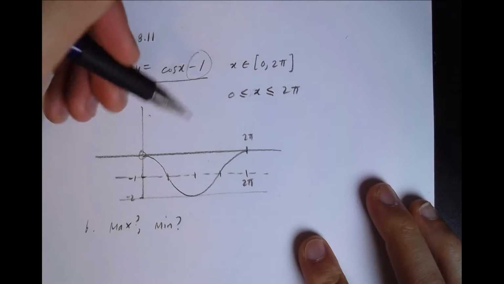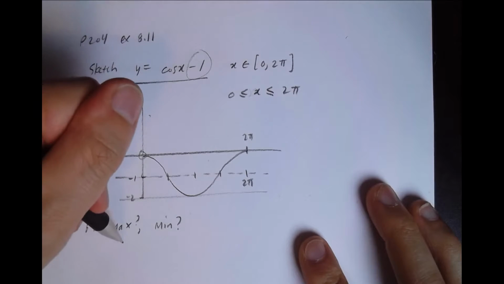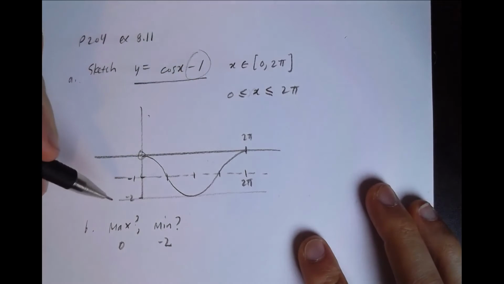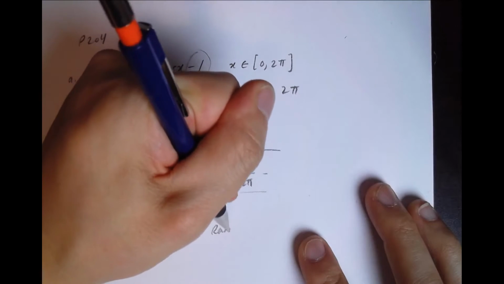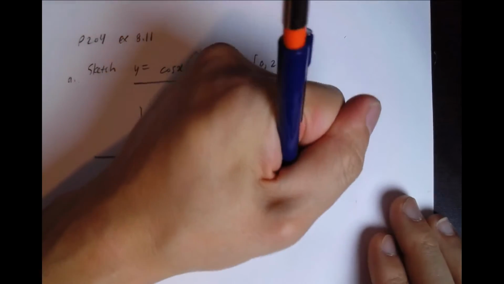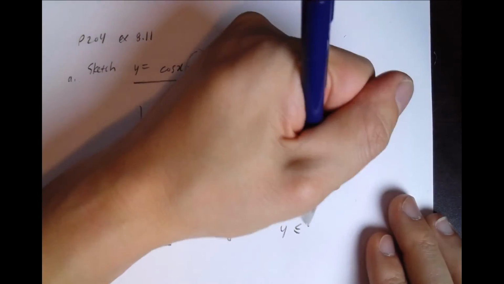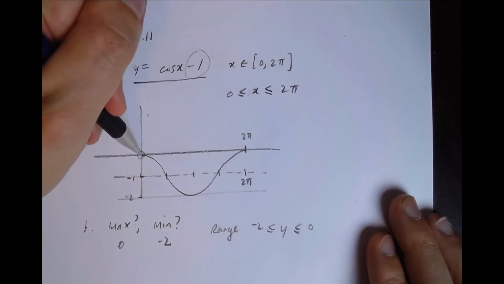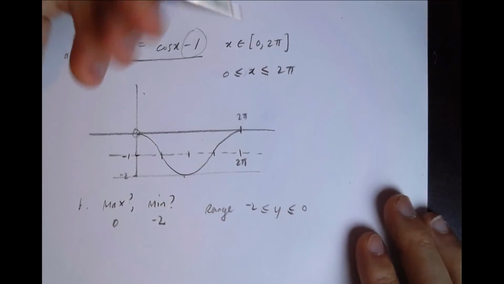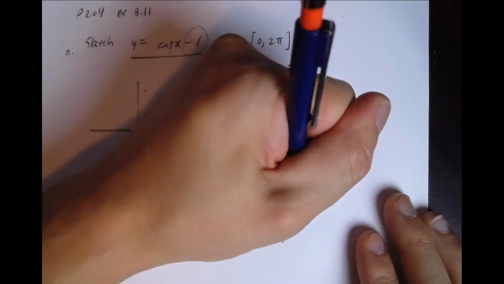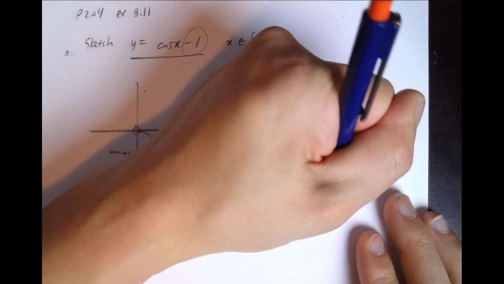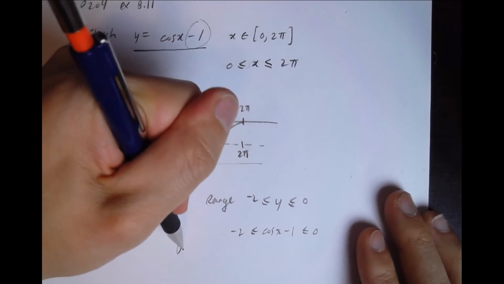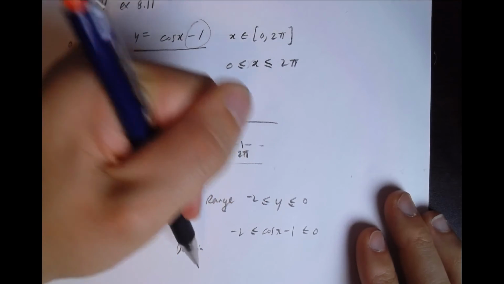And you can see how the max value is going to be 0, and that the min value is going to be negative 2. So in terms of the range of this function here, we have y is between 0 and negative 2, including the actual endpoints. Or we could say cos x minus 1 is between 0 and negative 2. And of course, the domain would be all real numbers.